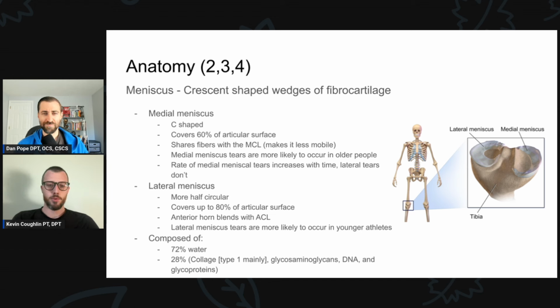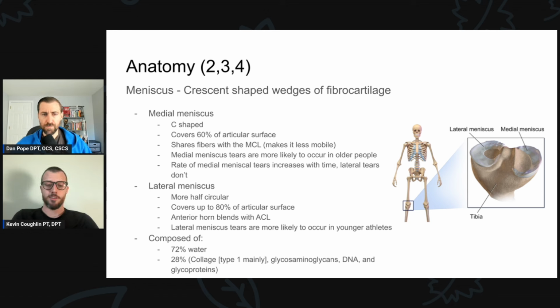Medial meniscus tears, we'll get into what populations are affected by each kind of tear, but medial meniscus tears tend to be more common in older folks. So we do see these more often as that kind of chronic degenerative type meniscus tear. And the rate of medial meniscus tears increases with time, and we don't see that so much with the lateral meniscus. We'll talk about this, but maybe some of that has to do with the anatomy. Some of it has to do with the mechanism of injury and that kind of thing.